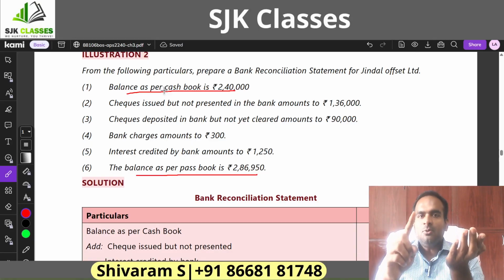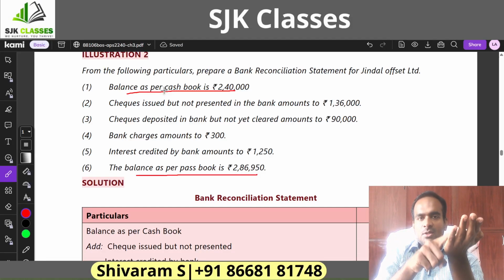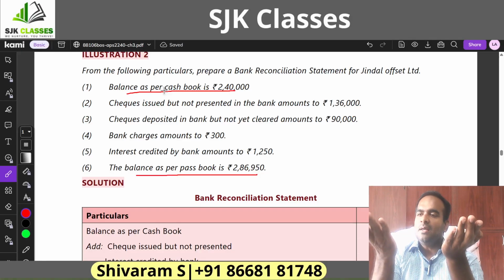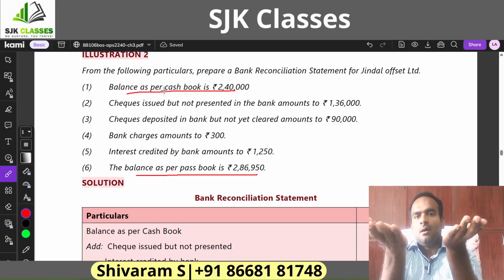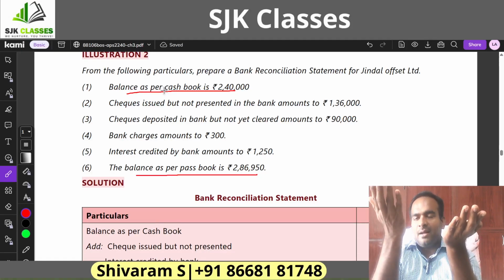Whichever book we are taking as a base, that should be my left hand. In this case, I'm starting with cash book, so cash book will be taken as my left hand. Automatically, right hand will be my passbook. Both the hands should be on the same level. I repeat, both the hands should be on the same level. Please do it parallelly. Don't just listen to me. I want you to move your hands. Left hand is cash book and right hand is passbook.